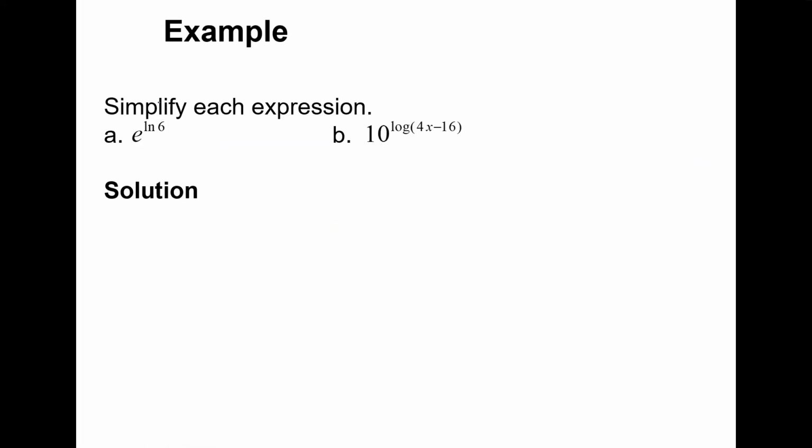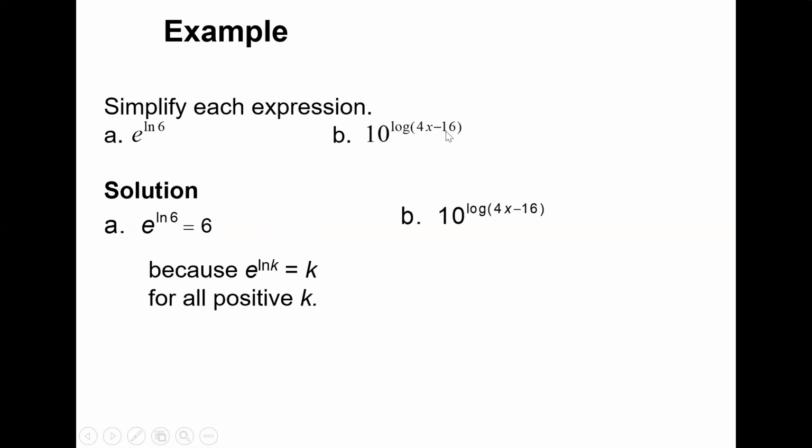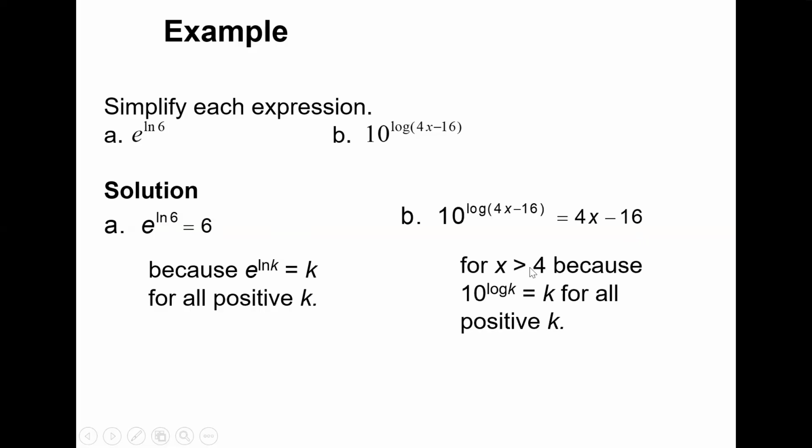All right, so here we have simplify each expression. So e to the ln of 6. Again, ln is log base e, so by definition, that's just going to be 6, because it's e to the log base e of 6. So your answer is just 6. Now here we have 10 to the log base 10 of 4x minus 16. Guess what? It's just going to give us 4x minus 16, because for all x greater than 4, that's true. And so that's going to be our answer.